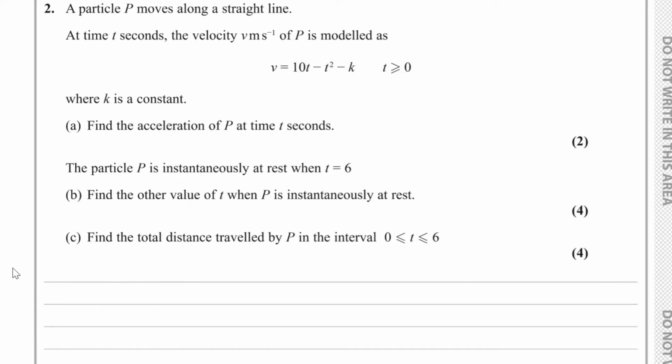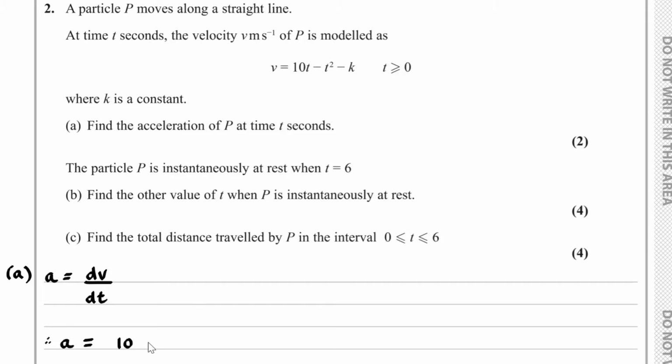Well, for part A, the acceleration is equal to the derivative of velocity with respect to time. And so if we differentiate the velocity with respect to time, differentiating 10t, we end up with 10.